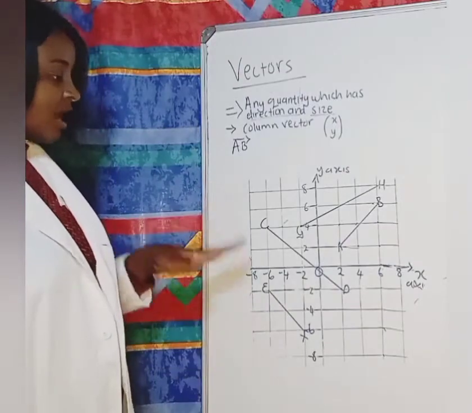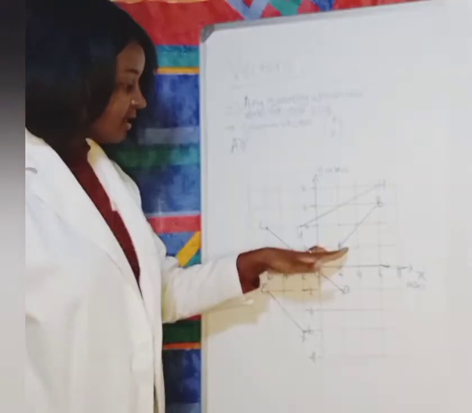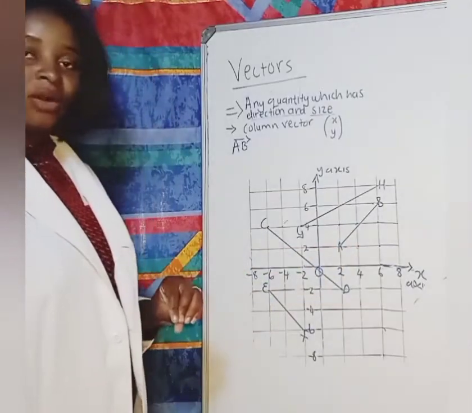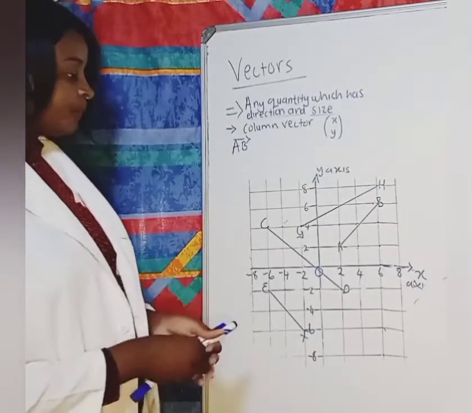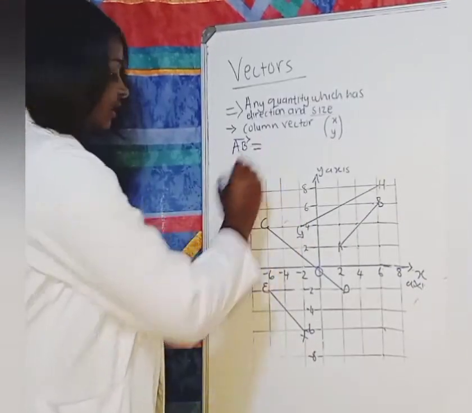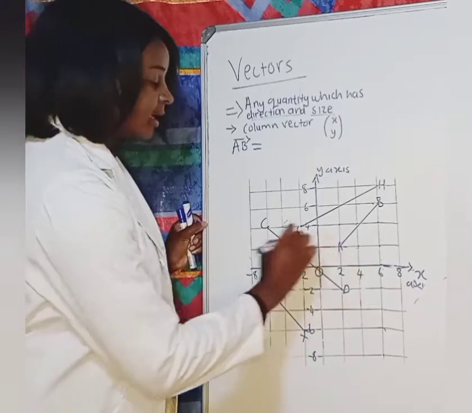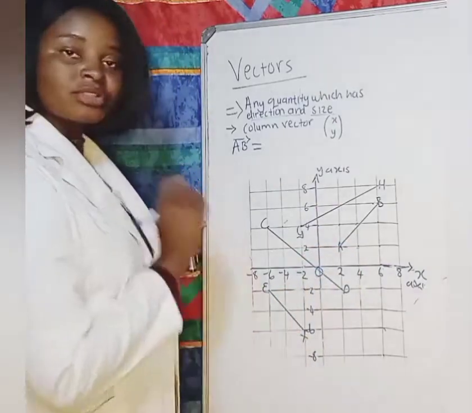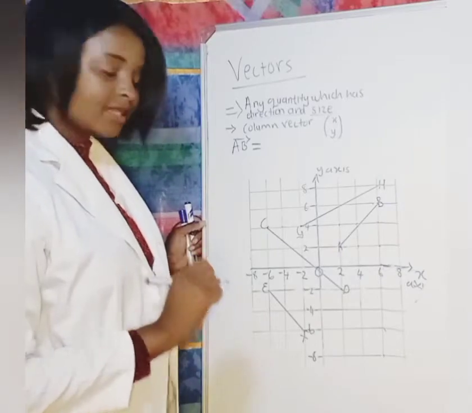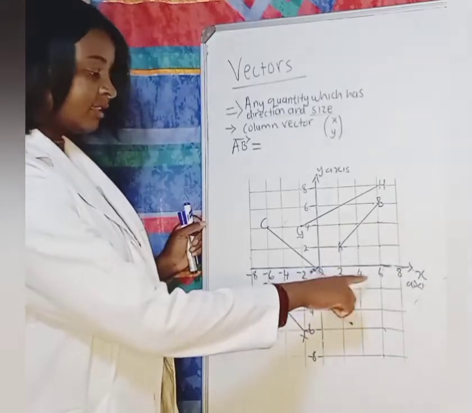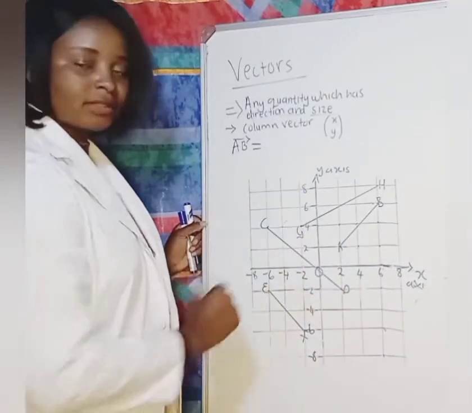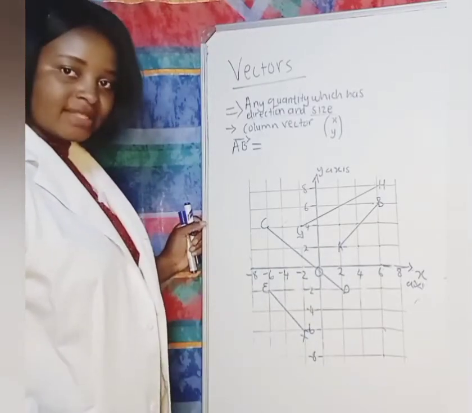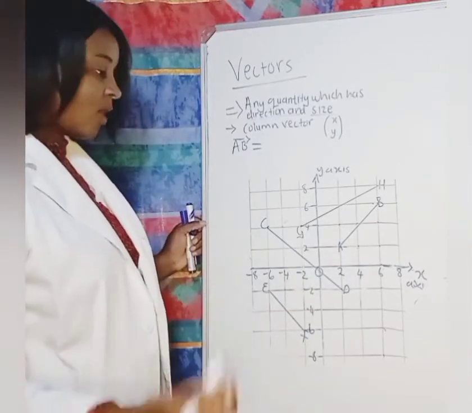Okay, so now let's give the vector for vector AB. What's the vector for vector AB? We are moving from A to B. So let's count. You must also take note of your scale. My scale is in 2, 4, 6, 8, and also for the y-axis. It's not always the case. It can be 5, 10, it can be 1, 2, 3, 4, 5.